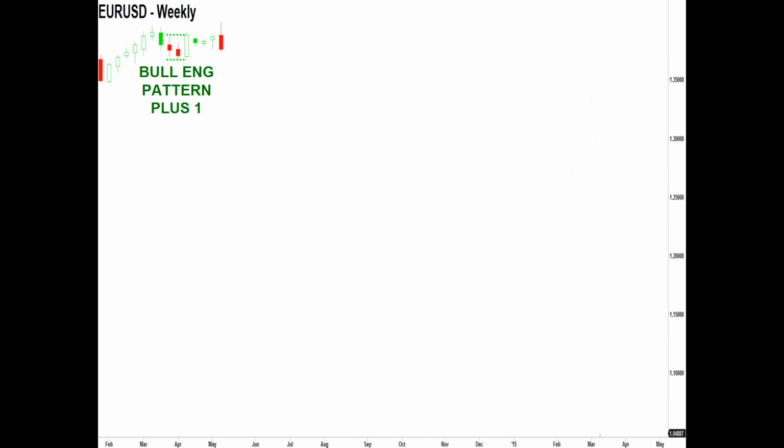Let me show you what I mean here. This is a weekly chart of the euro dollar going back to April of 2014. Now we have a bullish engulfing pattern. Here's the engulfing pattern right here, the 2-bar pattern, and bar number 2 is confirmed by the PET D. Plus we're also engulfing one more bar. So that's a bullish engulfing pattern plus 1. So this is a very high probability setup to go long the euro dollar on a weekly basis.